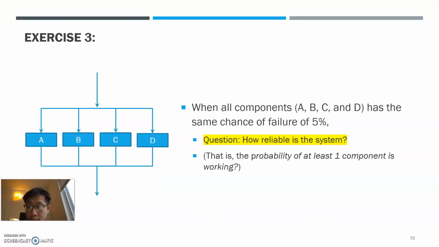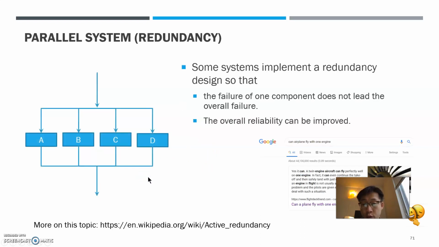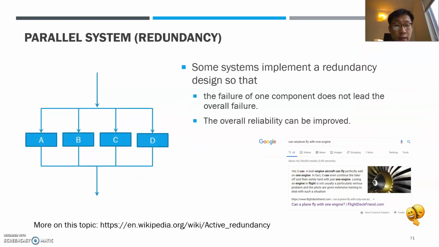Okay, with the binomial taken care of, let's take a look at the actual parallel system reliability here. So the system implements a redundancy design. Instead of using one component for the line, it is using 4 components to ensure the reliability. Therefore, the failure of one component does not lead to the failure of the overall system. So in this way, the overall reliability can be significantly improved.